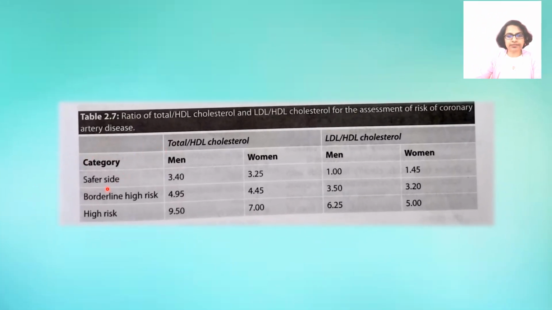Here you can see the total ratio of HDL cholesterol and LDL cholesterol for assessment of risk of coronary artery disease. In the safer category for men 3.40, borderline 4.95, high risk 9.50, and for women it should be 3.25, borderline 4.45 and high risk 7.